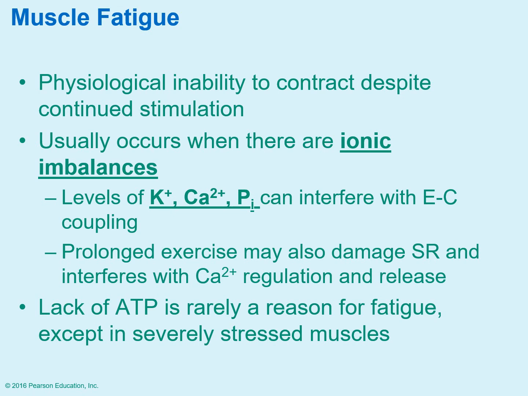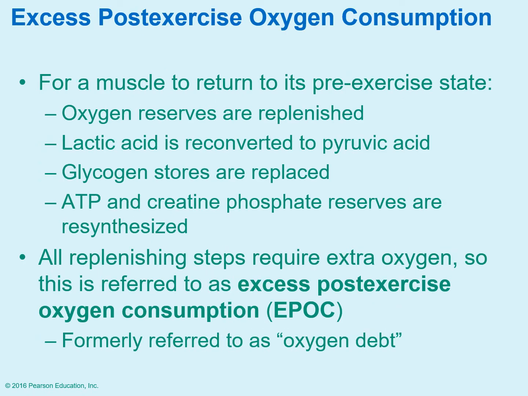Muscle fatigue. Physiologically, you're unable to contract, even though there's stimulation. It's tired. Why does this happen? Usually there's an imbalance of the ions. The calcium, the potassium, phosphorus levels are off. Prolonged exercise can also damage the sarcoplasmic reticulum. It can interfere with how the calcium can be released and regulated. So it's usually due to an ion imbalance with muscle fatigue. It's not usually due to the lack of ATP.